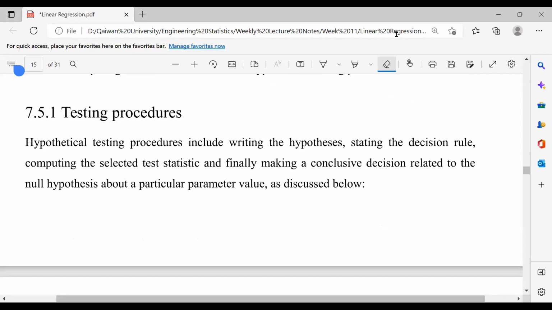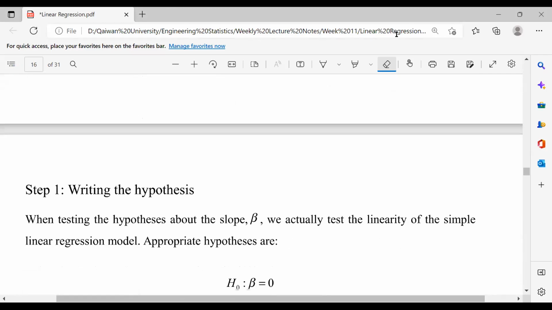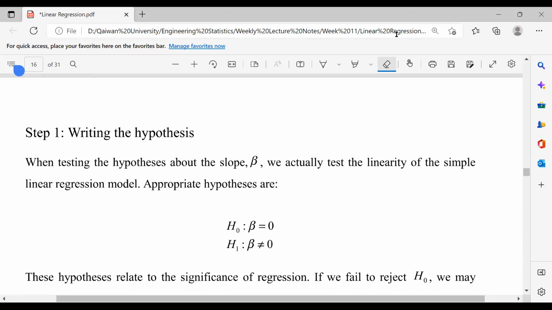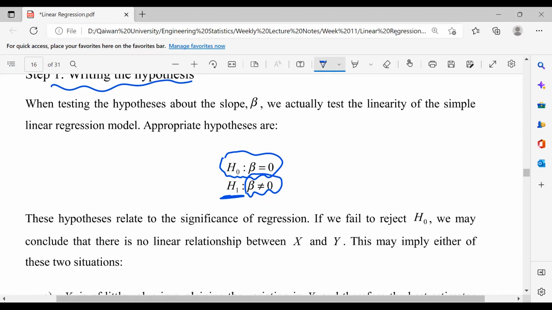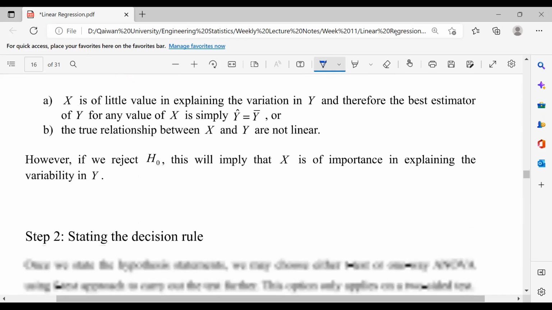We now have testing procedures. For testing procedures, we have 4 steps. First, we need to write down the hypothesis. We have 2 hypotheses, the null hypothesis and the alternative hypothesis. For the null hypothesis, we always put beta to be 0. And for the alternative hypothesis, we say beta doesn't equal 0. This is the first step. In the first step, we just write down the hypothesis.